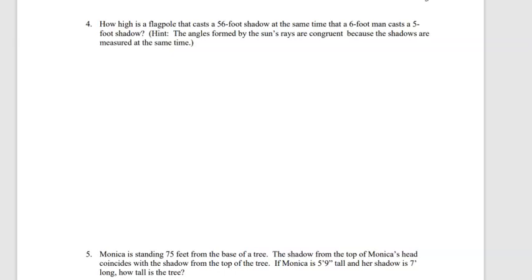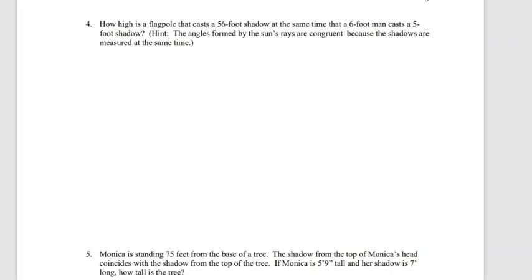Okay, we're going to finish this lesson off by doing a couple of application problems. The first one says, how high is a flagpole that casts a 56-foot shadow at the same time that a 6-foot man casts a 5-foot shadow? Hint, the angles formed by the sun's rays are congruent because the shadows are measured at the same time.